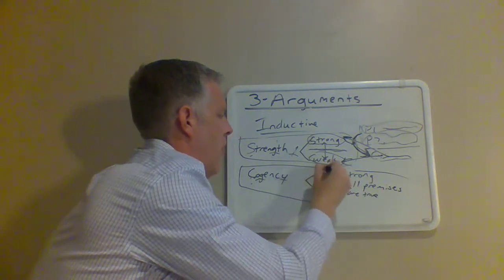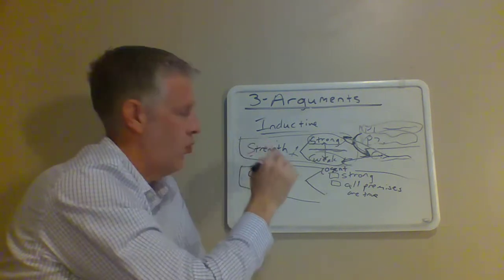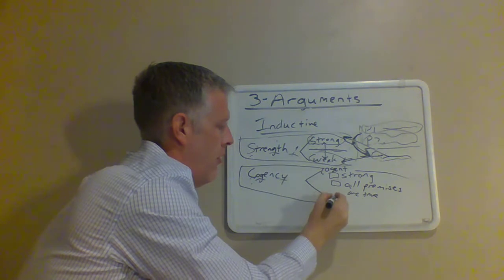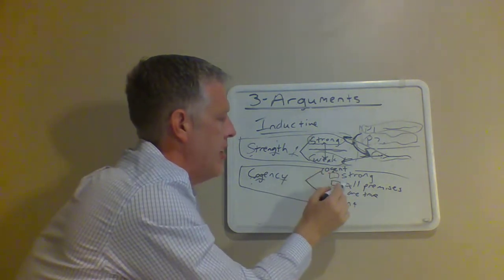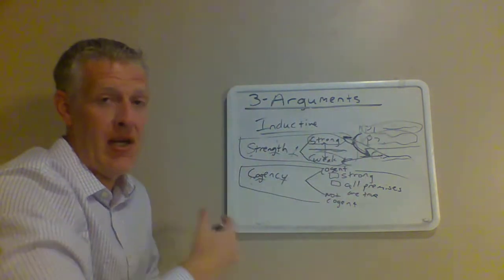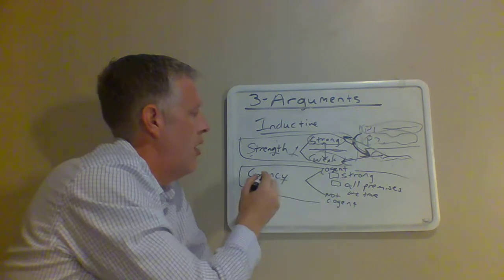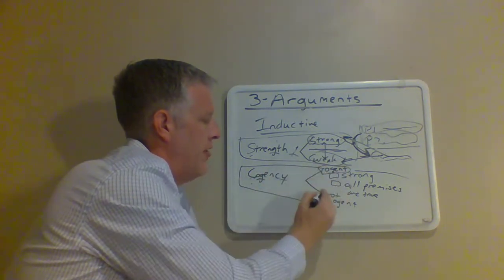Okay. So all inductive arguments we're going to label as either cogent or not cogent. We're going to treat it as an on-off switch. There are two criteria, just like there was with respect to soundness in deductive arguments, to render an inductive argument cogent. It's either cogent or it's not cogent.